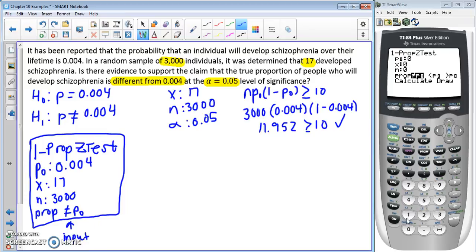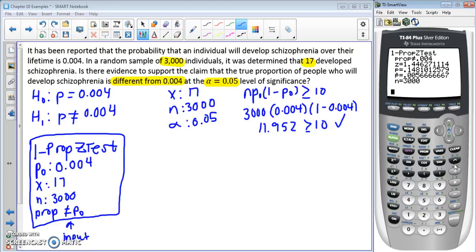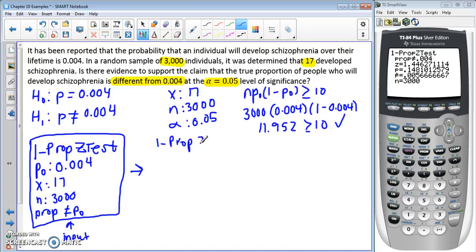So P naught is 0.004, X is 17, N is 3,000, and then not equal to, so we're good there, and go down to calculate and press enter. So we have several things that come up on our screen. What are those values that are represented here? It tells us what we typed in. It tells us that our alternative has not equal to in there.